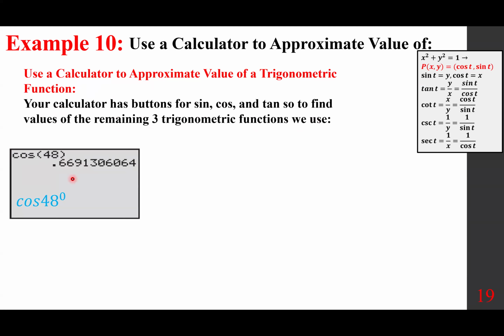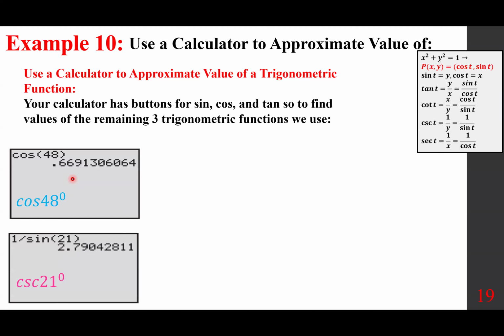Cosine of 48 degrees, and it gives you many, many decimals. You answer it accordingly. Cosecant of 21 degrees. You put 1 over sine of 21 degrees. And again, the answer is with many decimals, 2.79 and so on.